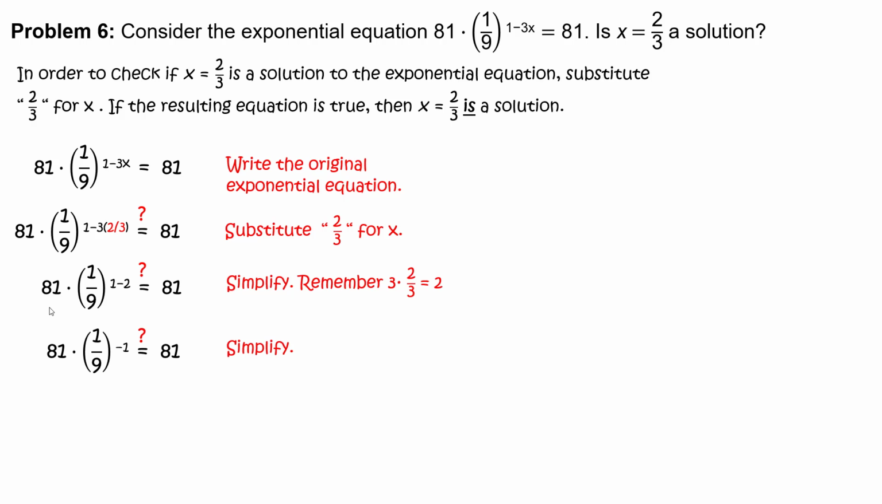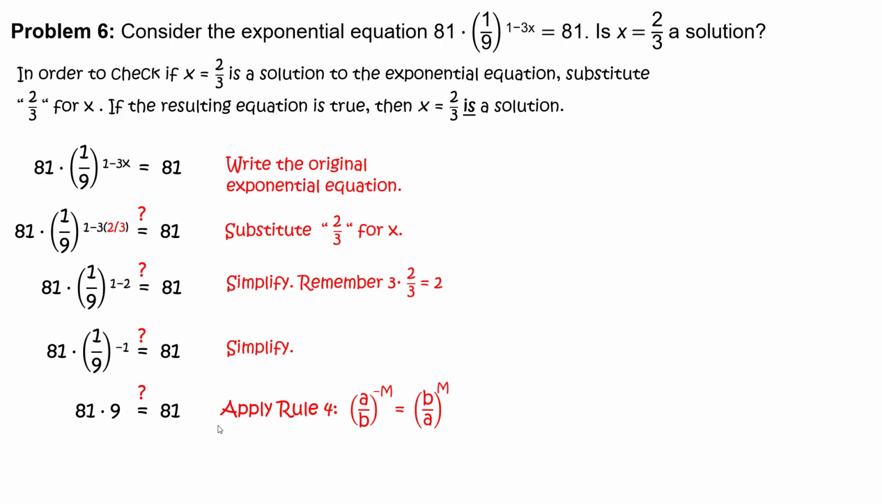All right, I'm going to simplify further. 1 minus 2 is -1. So I'm going to write 81 times 1/9 to the negative first power on the left and 81 on the right. One ninth to the negative first power is 9 over 1 to the first power, or just 9. So I'm going to apply rule 4 in this case. So on the left side I have 81 times 9. On the right side I have 81.